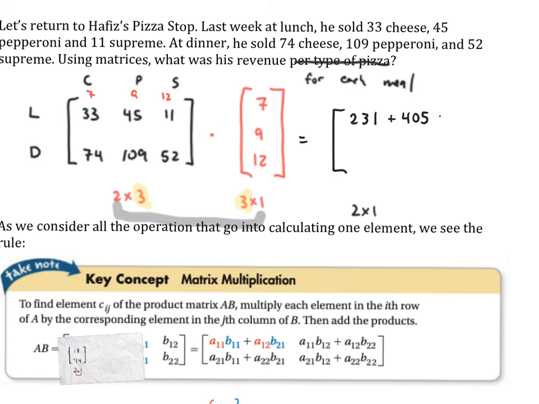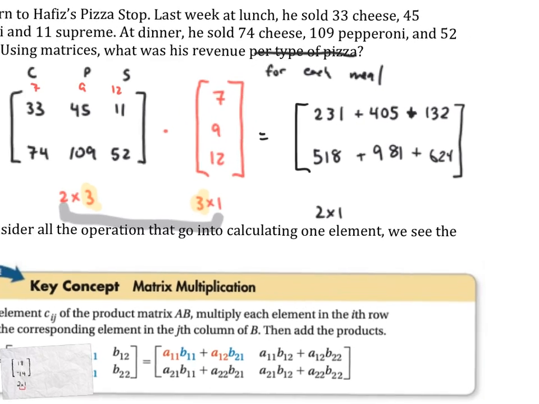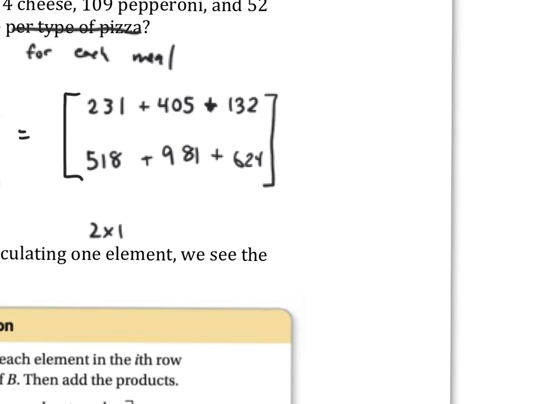Notice I'm putting a sum in between them. And then the 12 times the 11, and that should be a sum there, and 132. And continuing on here, this 7 multiplies the 74, the 9 multiplies the 109, the 12 multiplies the 54. There we have it. And the end result now is just summing things together to get a 2 by 1 right here.